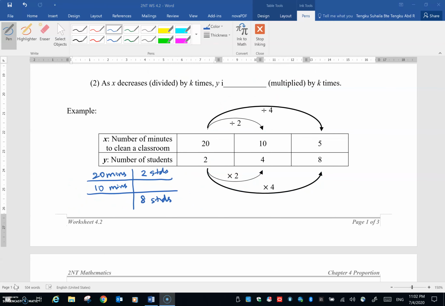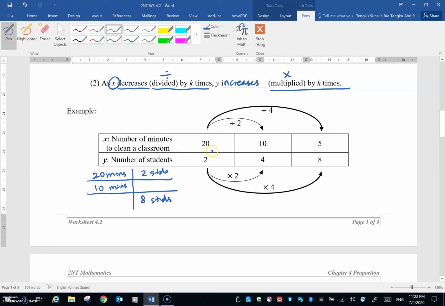Okay, now in example 2, it's the same thing. You will see inverse proportion, where if x decreases, means it's divided by k times, then y will be the opposite of decrease, will be increases, and instead of divide, it will be multiplied. So again, guys, inverse proportion, one thing very clear, one is divide, the other one is times, it's opposite direction. Okay, so now in this example, we have x, the number of minutes of cleaning the classroom, and y is the number of students. X is the time, y is the number of students.